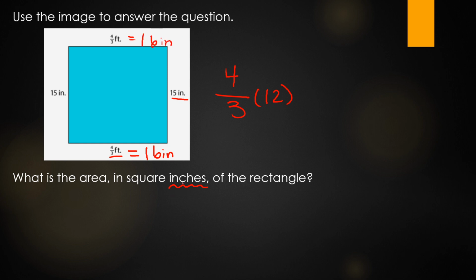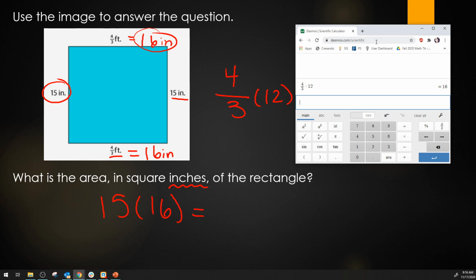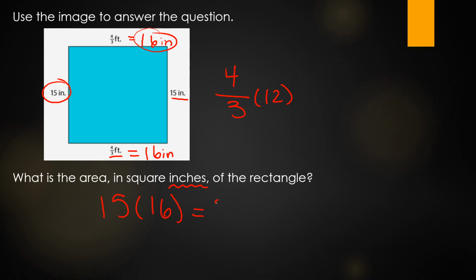Okay, and to find the area of the rectangle, all I need to do is multiply my length times my width. So 15 times 16. And again, you can pull back that calculator to help us out here. I'm going to do 15 times 16, and that is going to give me 240. So that would mean that the area of my rectangle is going to be 240 inches squared.